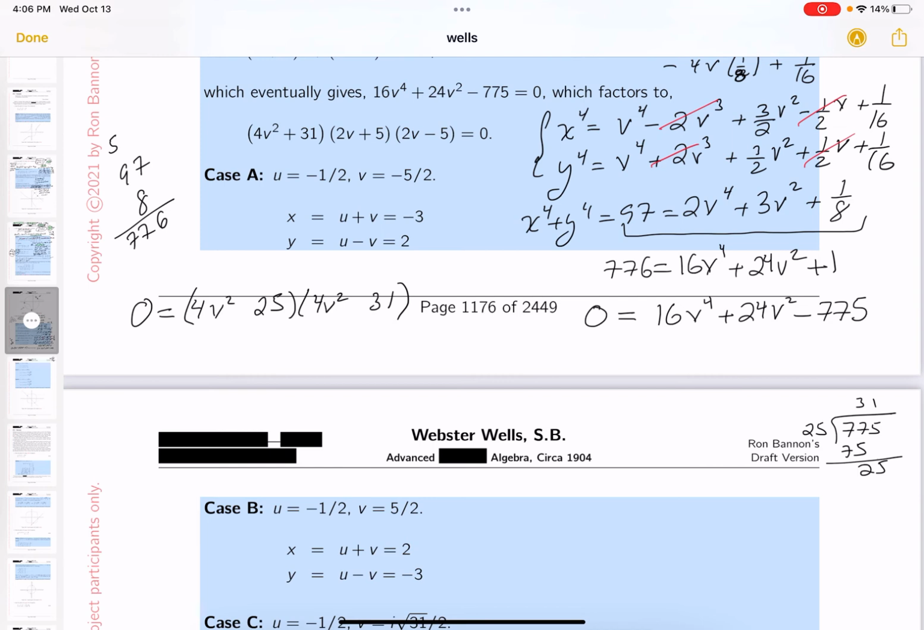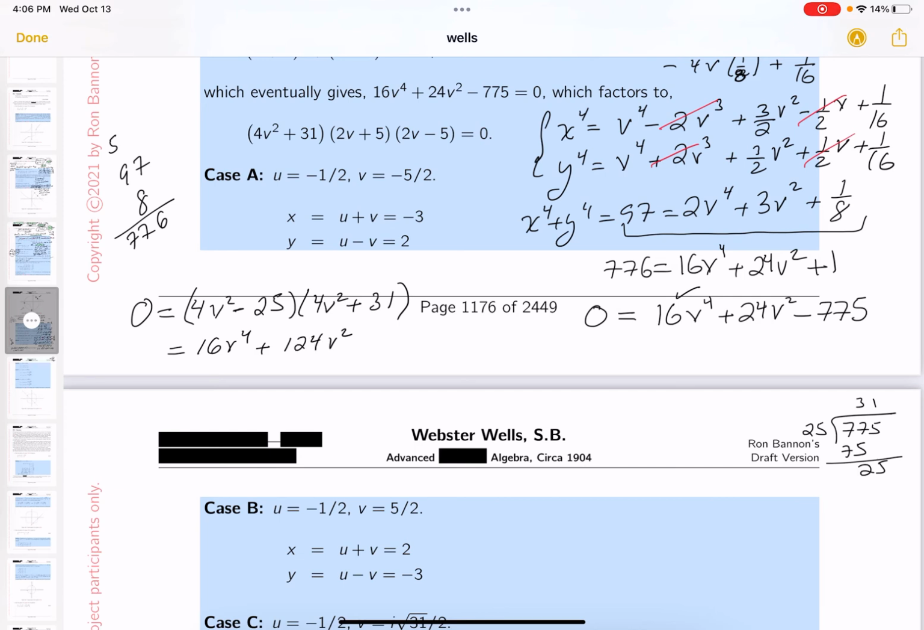Let's write this down. I'm going to get some signs going here. I'm going to try it. 16 v4. Bingo. What's 4 times 31? 124.